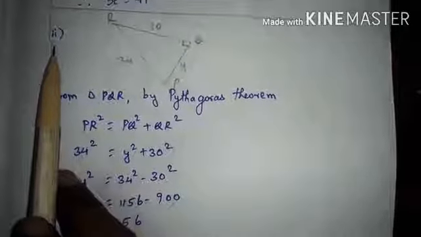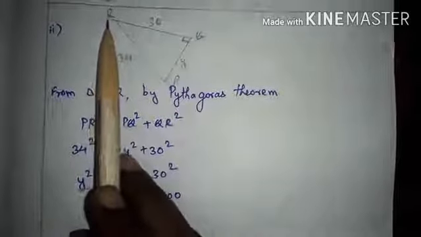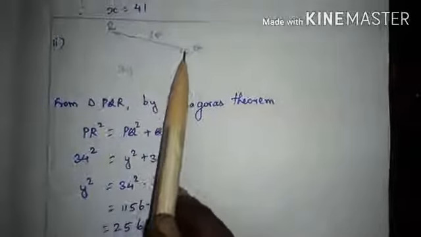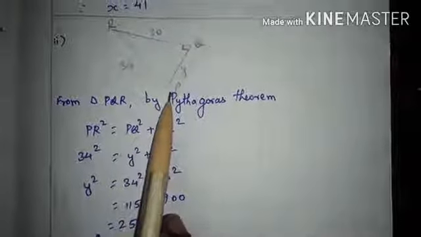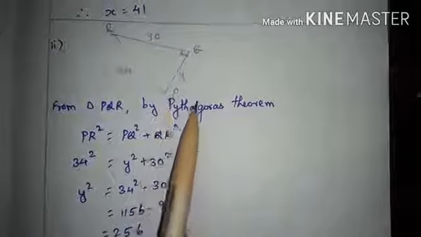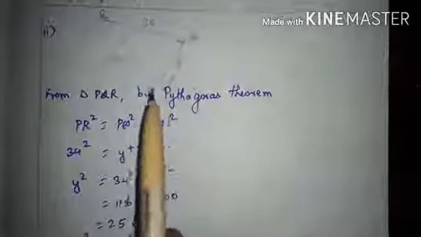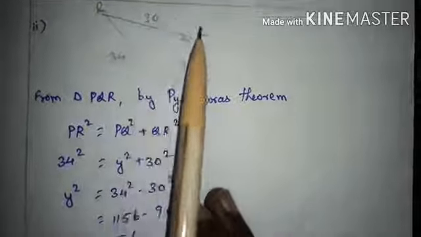Let's see another example in the same model. Here the triangle PQR is given and they had given the angle Q as 90 degrees. Since it is 90 degrees, then we can say this triangle is a right angle triangle. If we are having the right angle triangle, there we can use the Pythagorean theorem. According to this theorem, the hypotenuse square is equal to the sum of the squares of the other two sides.